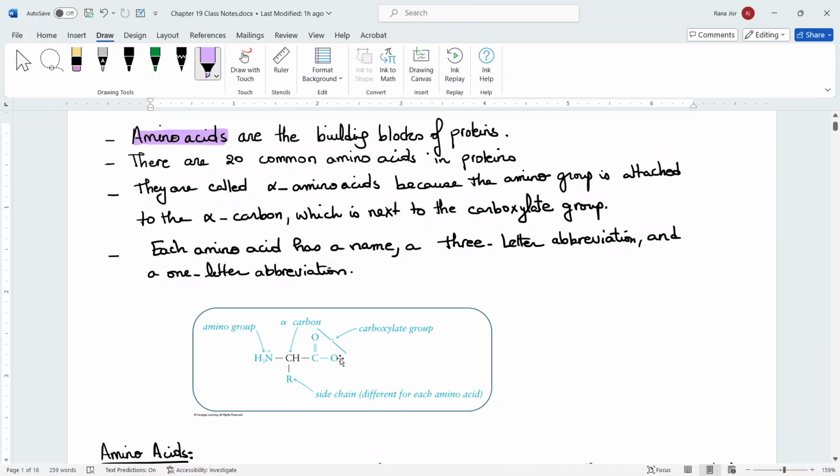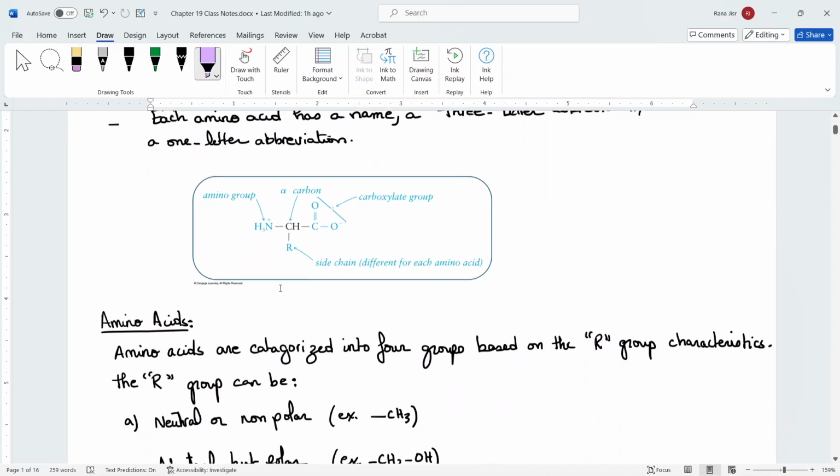Whenever we want to name an amino acid, every amino acid is identified in three ways. First of all, it should have a name, it should have a 3-letter abbreviation, and a 1-letter abbreviation. This is easier whenever you are writing those amino acids.